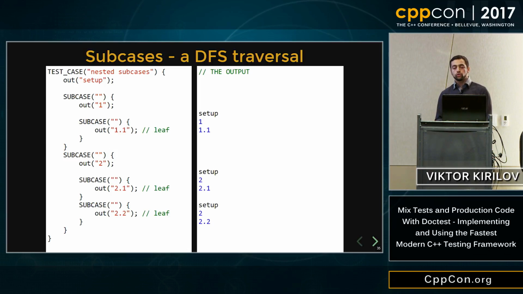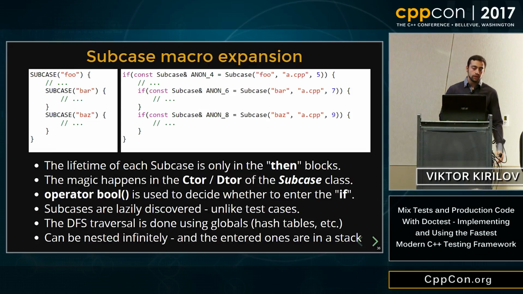So the execution of test cases with subcases resembles something like a DFS traversal. We go deeper and deeper until we find a leaf node, and then we pop out. And if there are any more subcases left untraversed, we re-enter the test case again. So this is very useful for sharing setup and teardown code, like opening database connections, opening files, or initializing data, or whatever. So these subcase macros expand to the following. I should also mention that they're identical to sections in Catch. So, and the idea is taken from there.